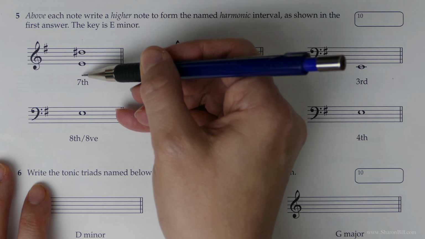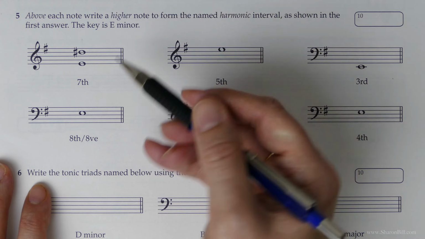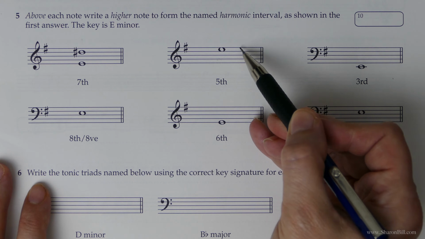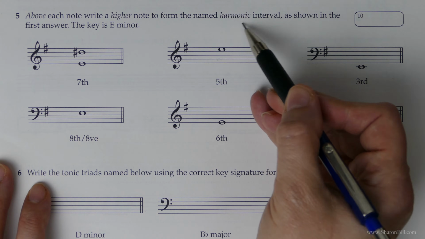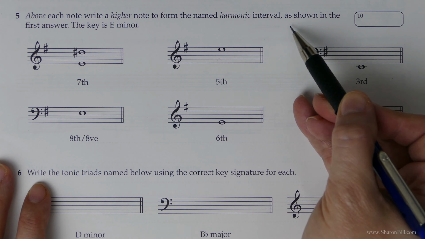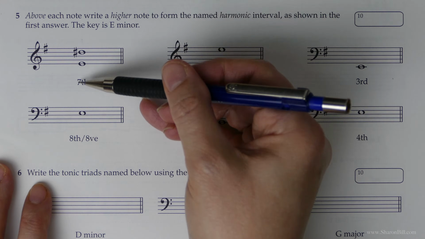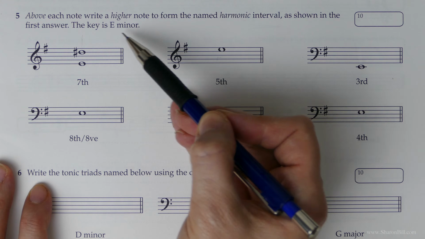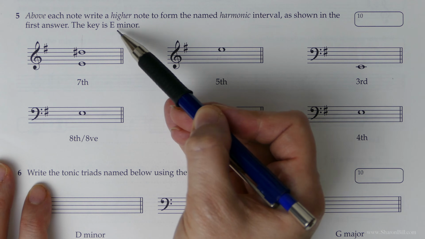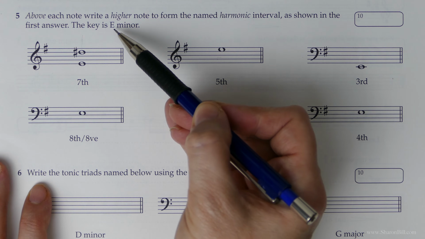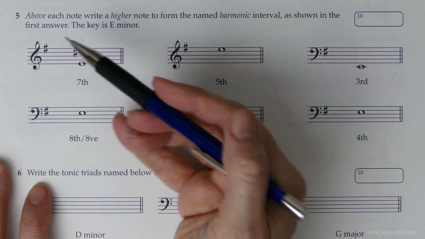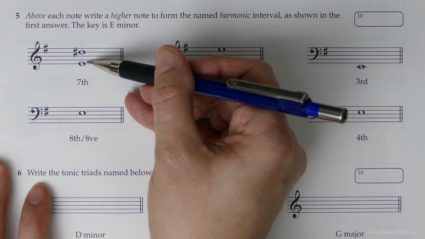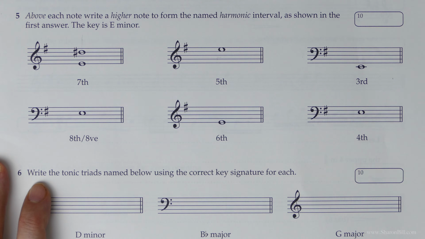Remember, harmonic intervals come together, one on top of the other, whereas if you write it afterwards, it's a melodic interval, which is like a melody, and so you wouldn't quite get all of the marks required. And it says, as shown in the first answer, so they've even demonstrated that for us. The key is E minor, so we're always counting from note E as our first note of the scale. The only way you can really go wrong here is if you forget to count E as note 1 and begin on the next step, and then you'll be a degree out all of the time.